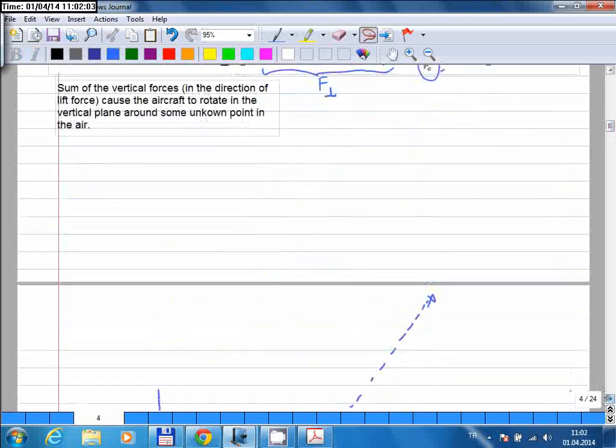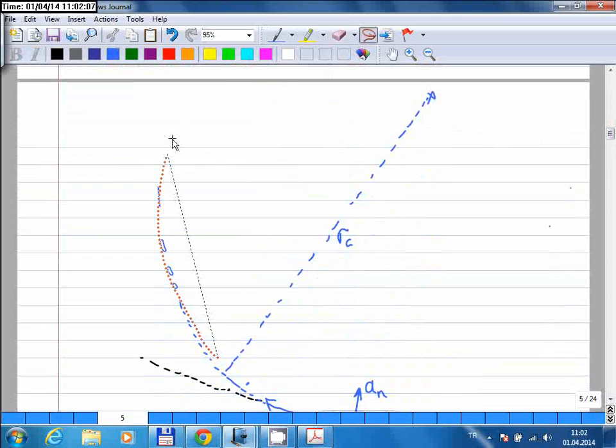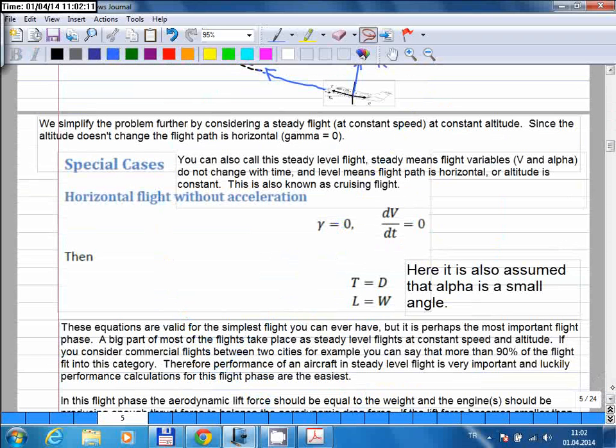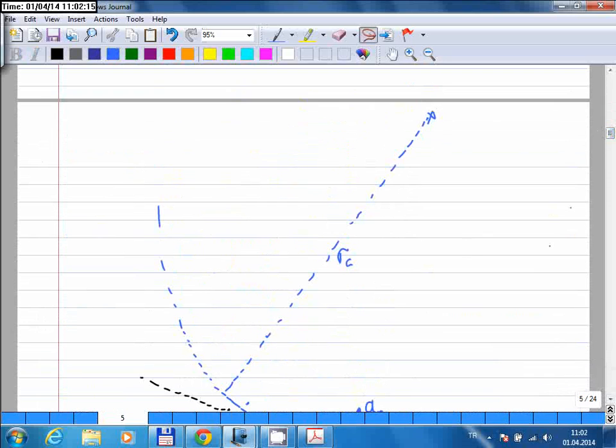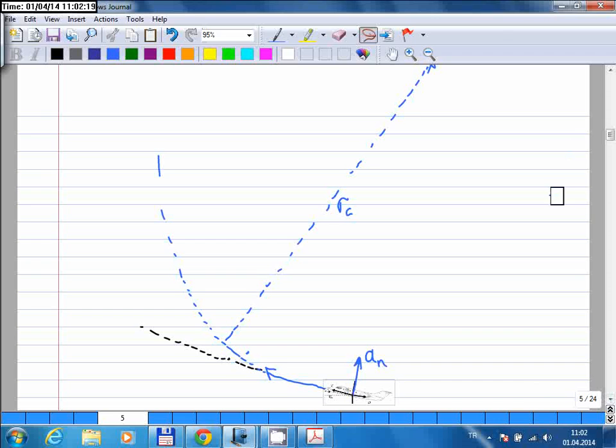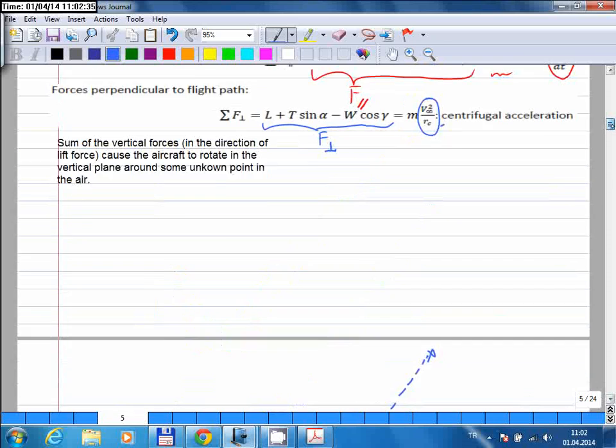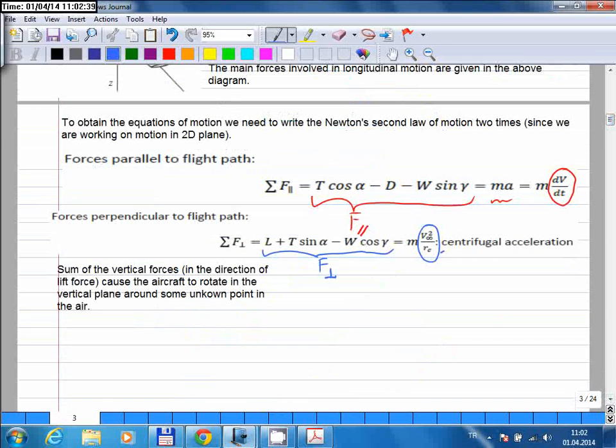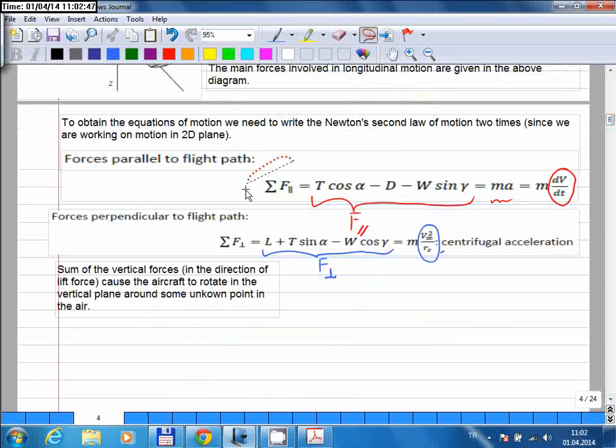Okay, so an object going around a circle experiences a centrifugal acceleration, and the magnitude of that acceleration will be given by V squared divided by R_C. So this is the V infinity vector. Okay, so now these are the two general equations of motion for the most general longitudinal flight. So this is the first equation, and this is the second equation. Okay, so these are the two equations of motion for general longitudinal flight.